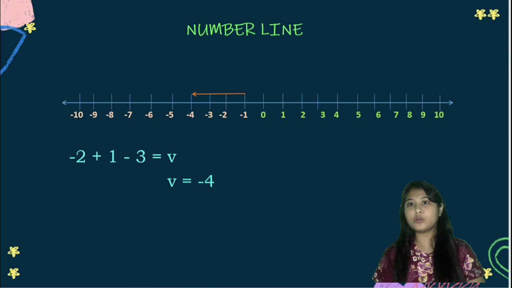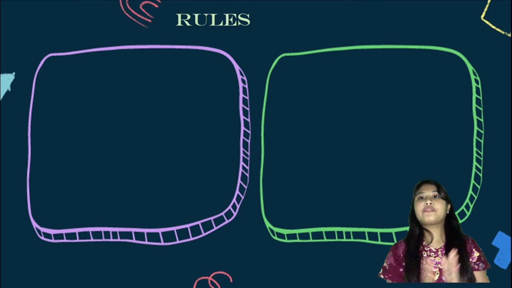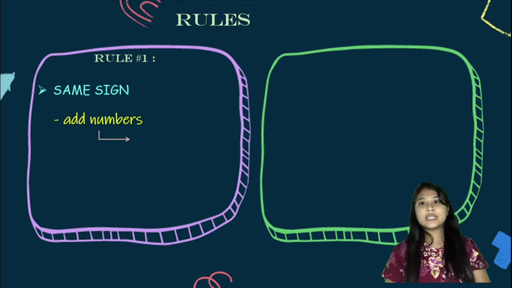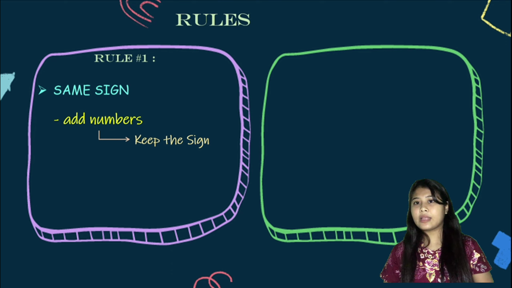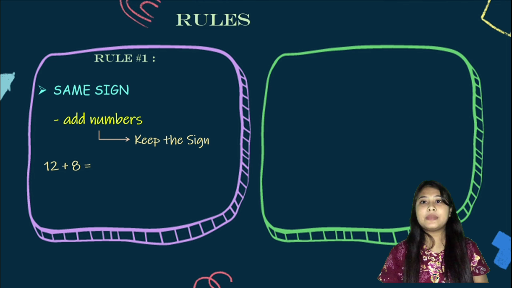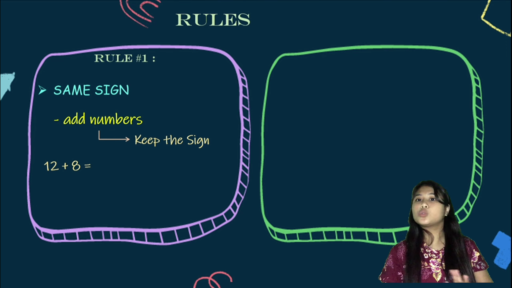There is a set of rules that you need to follow in adding and subtracting integers. As you can see, the first rule is same sign. When combining same sign numbers, we simply add the numbers and copy the sign. For example, 12 plus 8. As you can see, 12 and 8 have the same sign, which is the positive sign. So what we need to do is simply copy the sign and get the sum of the two numbers. So 12 plus 8 is equal to 20.